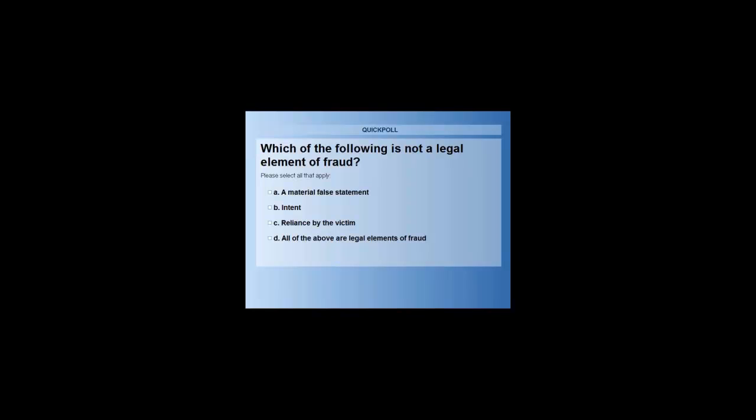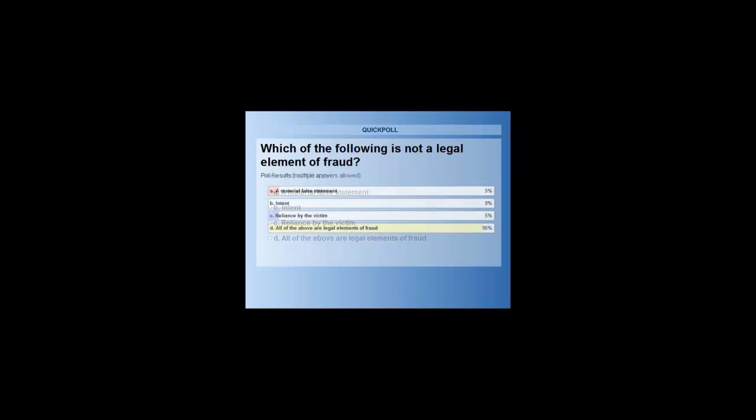I've got 60% voting. Looks like we've got 72 now. And let's see if we can show you. The correct answer is D. All of the above are legal elements of fraud, and just about everyone chose that. So a material false statement, that's basically lying, so you're making up something.